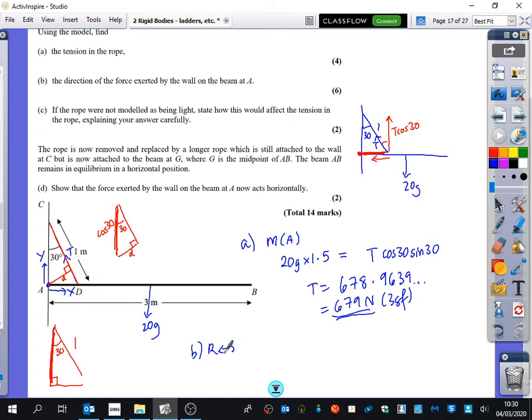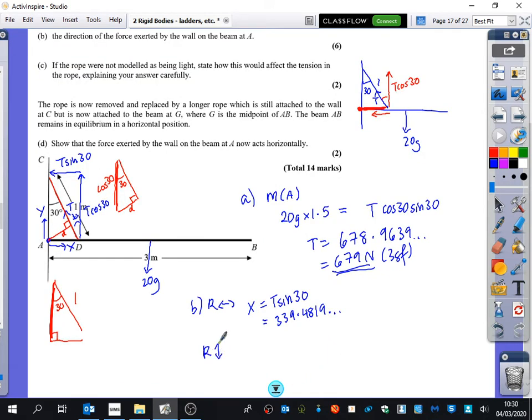Left and right, I can see that x is going to be equal to, well, I need to split this T force into a force going up and a force going across. If that's 30, that's T cos 30. And that's T sine 30. So what does it look like x is equal to? Good, T sine 30. And we know that sine 30 is just a half, so I'm just going to half that. And we get that x is 339.4819, blah, blah, blah.